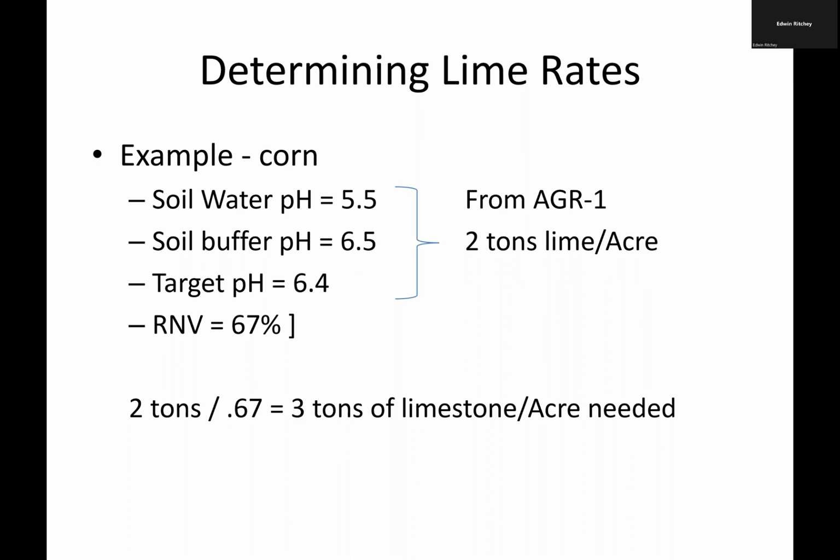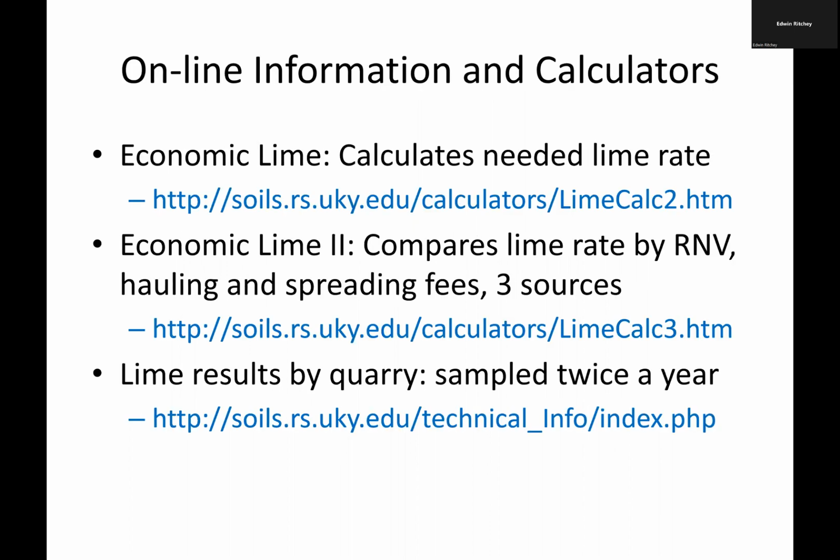And here are some good calculators. I'm sure everyone shows you these, but they're at the Regulatory Services homepage, and they tell you what you need based on what you have. The Economic Lime 2 compares up to 3 sources, and it includes hauling and spreading fees. So you might have one that's closer with a lower RNV compared to a quarry that's a little bit further with a higher RNV, and you can figure out which one's the better value.